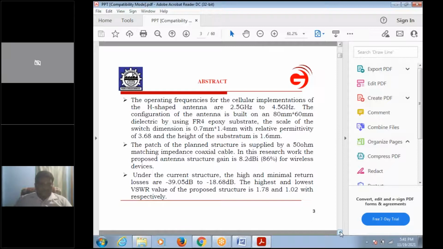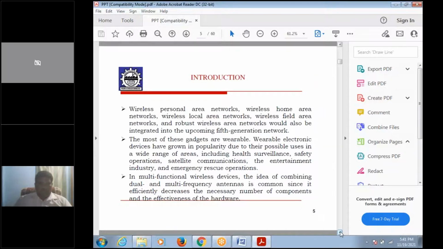Also the VSWR, the voltage standing wave ratio, of my proposed structure is here 1.78 and 1.9, maximum 1.7 and 1.02. Normally, wearable devices are used for various applications: wireless personal area network, wireless home area network, robust wireless network, upcoming 5th generation. So it is based on wearable devices. Sometimes surveillance is also included in my devices, satellite communications and also emergency rescue operations.